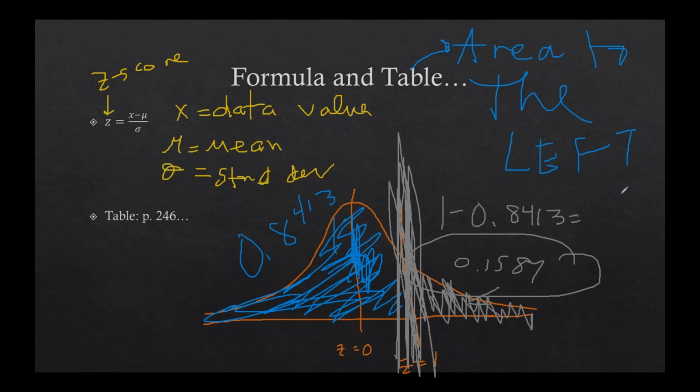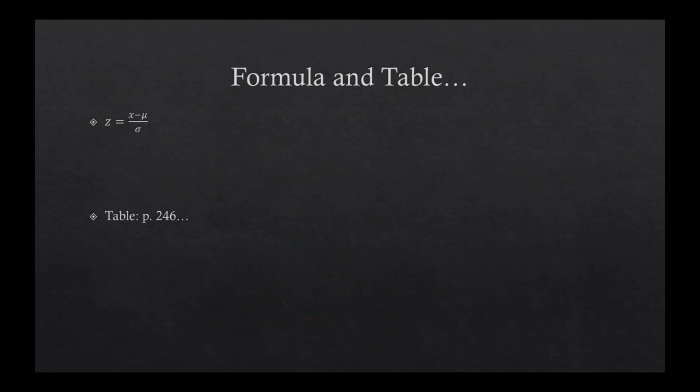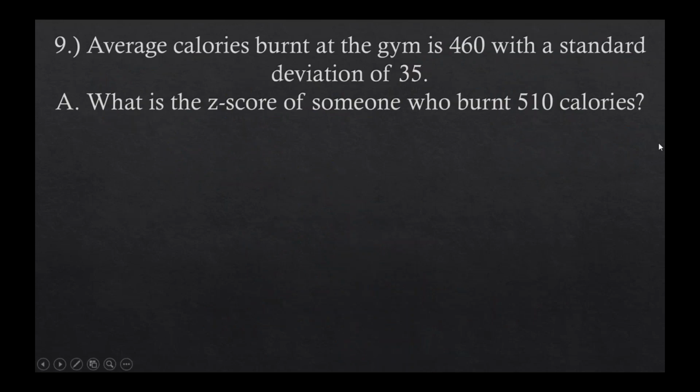Now let's actually use this formula, and we'll get to our table here in just a moment. So we are going to use: the average calories burned at the gym is 460, so that's our mean. Standard deviation of 35. We are going to use those values for the next couple slides. So if you could jot those down, that would be great.